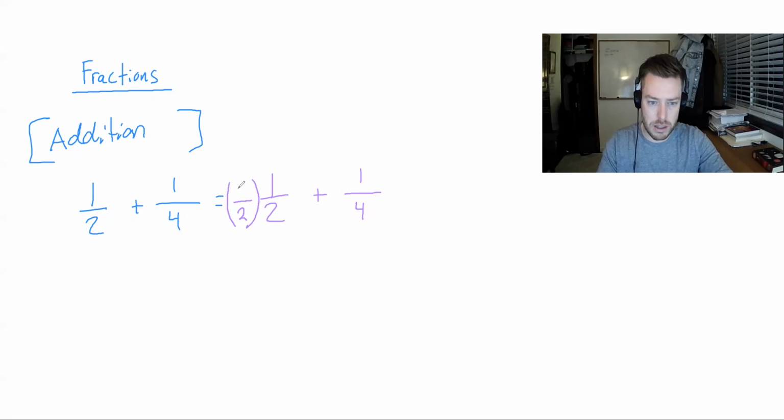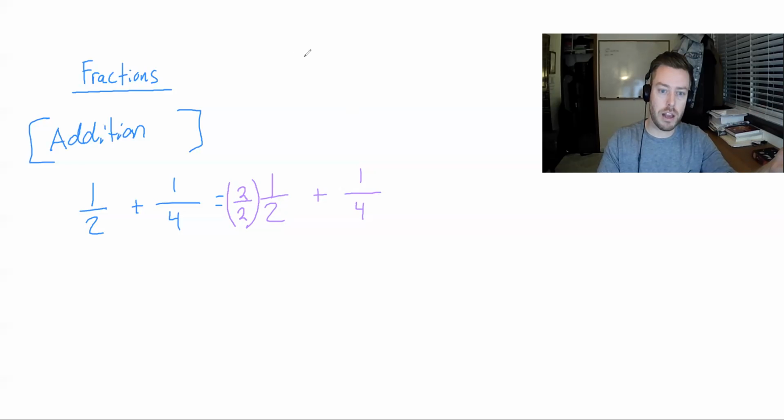But I can't just multiply by any random number over 2. It has to be the same number, and that's because technically we're multiplying by 1. We don't want to change the problem. So if you notice, 2 divided by 2 is 1. 1 times 1/2 is just 1/2. We haven't changed the problem. We're just playing around with it. So 2/2 times 1/2 plus 1/4.